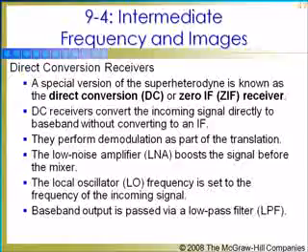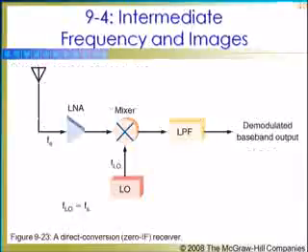So, the low noise amplifier or the LNA boosts the signals before the mixer, and it is also said here that the local oscillator or the LO frequency is set to the frequency of the incoming signal. So the baseband output is passed via a low pass filter or a LPF. This figure shows the basic ZIF receiver architecture, or it is a direct conversion receiver.